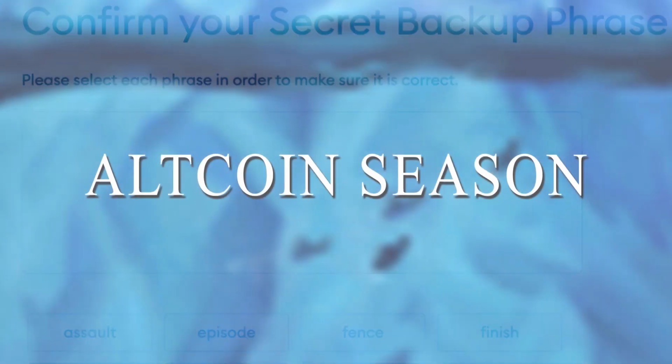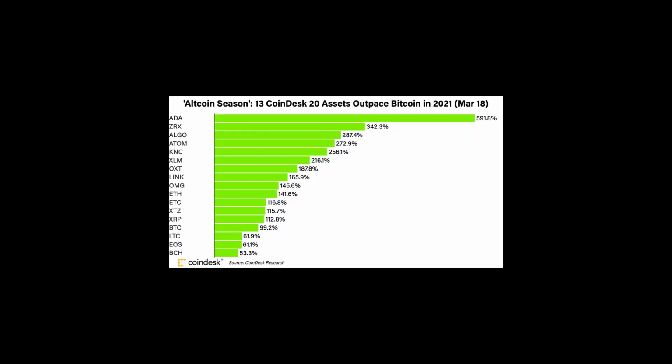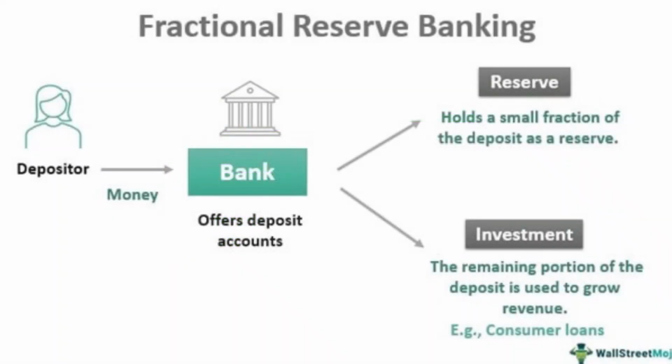Altcoin season. This refers to a time when there is a steady outperformance of tokens and coins that aren't Bitcoin. An example of this was when NFTs and the metaverse was blowing up. Many altcoins were pumping and outperforming the gains of Bitcoin.